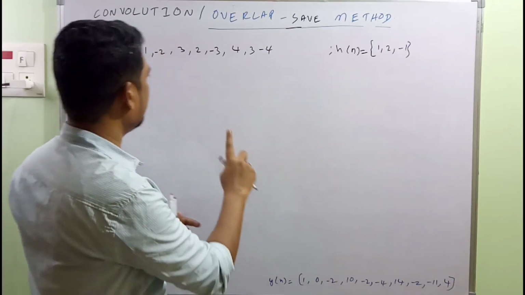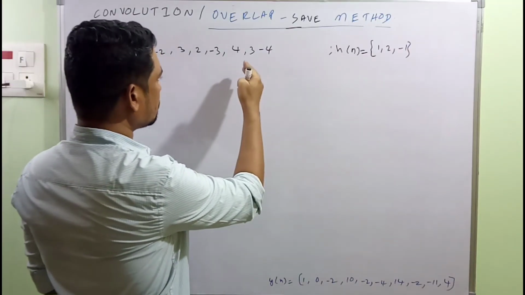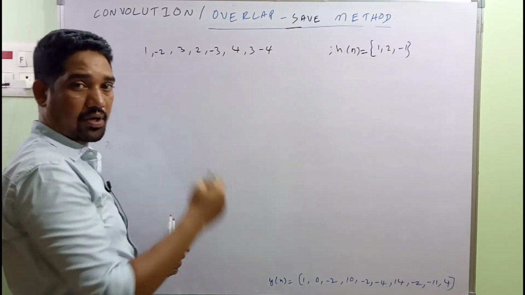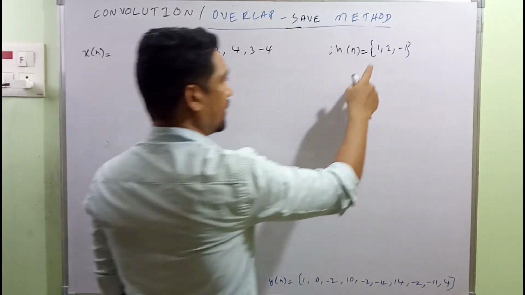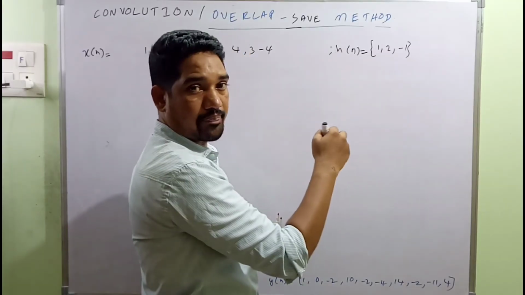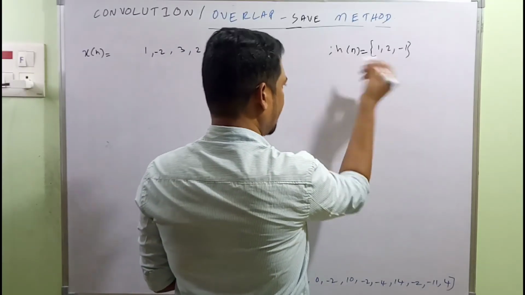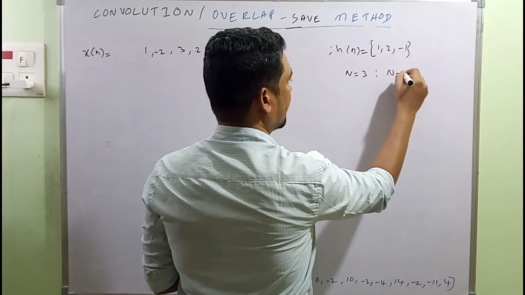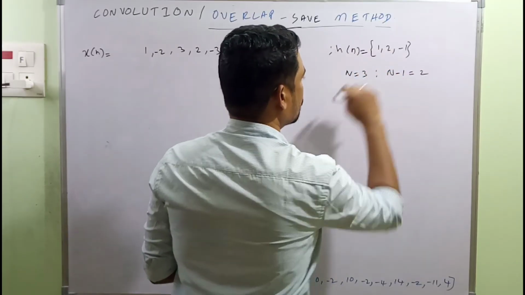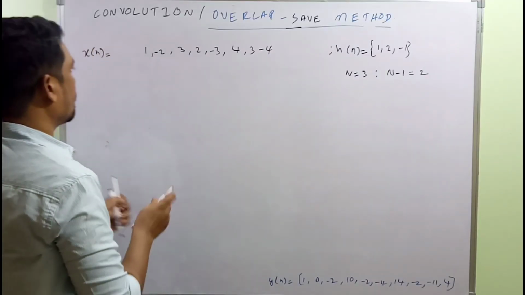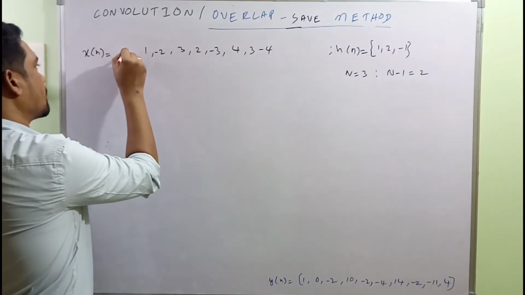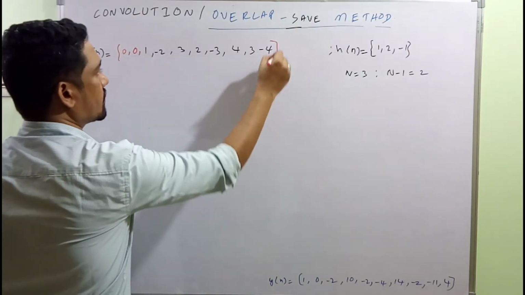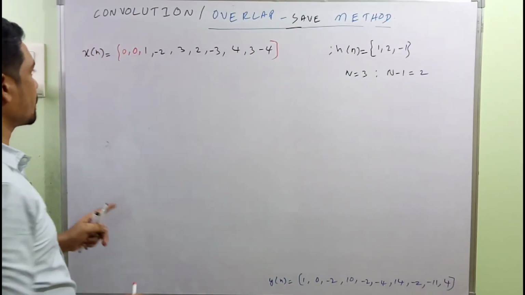And here, the zeros are padded at the beginning of the sequence of x of n. What number of zeros to be padded depends upon the N value, the length of h of n, the impulse response. Here the length is 3, N is equal to 3, and N minus 1 zeros are to be padded, that is 2. So 2 zeros are padded to the beginning. Over here it's 0, 0 padded, and I intentionally left this place. Guys, this is the complete sequence of x of n.